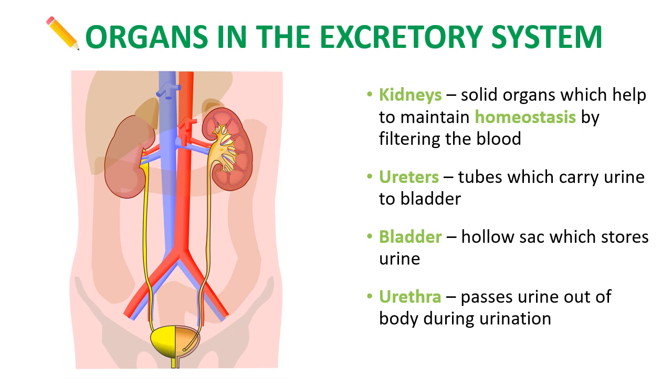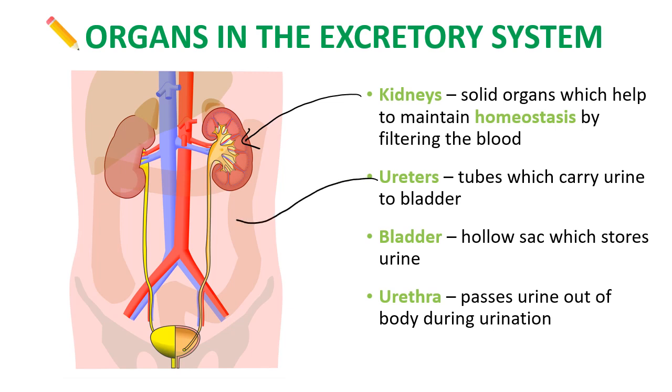All right, let's learn some basic structure of the excretory system. It's much more simple, possibly the most simple system. There's only 4 key organs. So firstly, we have the kidneys, which are the jelly bean shaped organs here. Their job, like we mentioned, is to filter the blood and maintain homeostasis. So that's where the filtering actually happens.